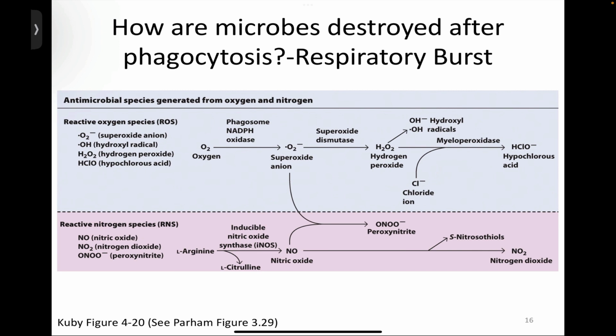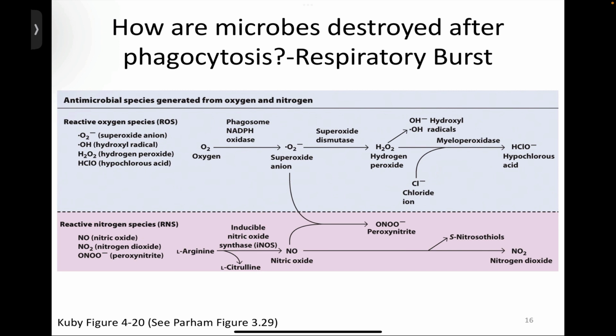Some of these are types or versions of oxygen, either the superoxide anion, the hydroxyl radical, hydrogen peroxide, or hypochlorous acid. And you can see them here. There are enzymes like superoxide dismutase that will make some of these things. And so just in that little compartment, we'll make some of those. We also can make some things that involve nitrogen, like nitric oxide, nitrogen dioxide, and peroxynitrite. And you can see the details of this here.